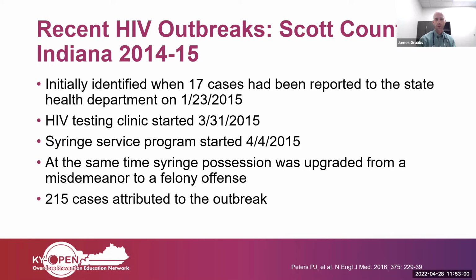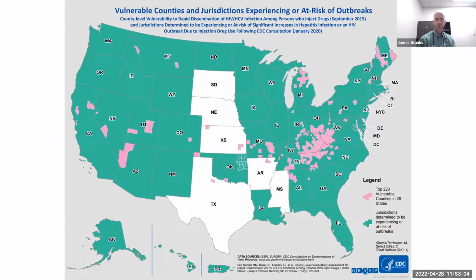And there's been a need for better engagement to address this problem. In recognition of this, the CDC did an analysis in 2015 looking for counties with high vulnerability to HIV and hepatitis C outbreaks. You see that this map highlights where those counties are, and a lot of them are here in Kentucky and in surrounding states in the Appalachian region.